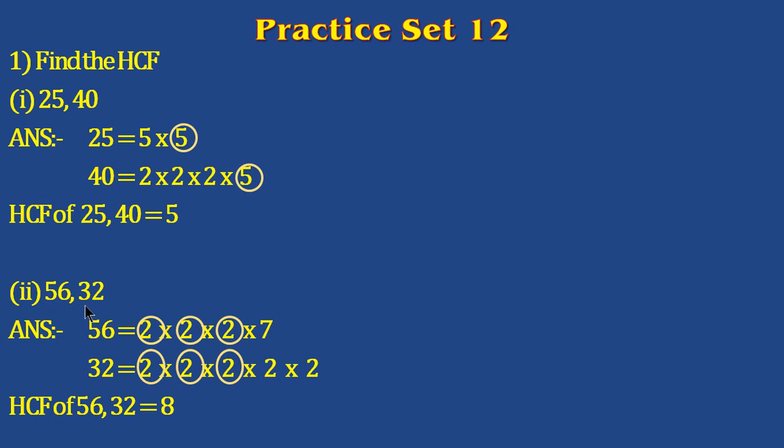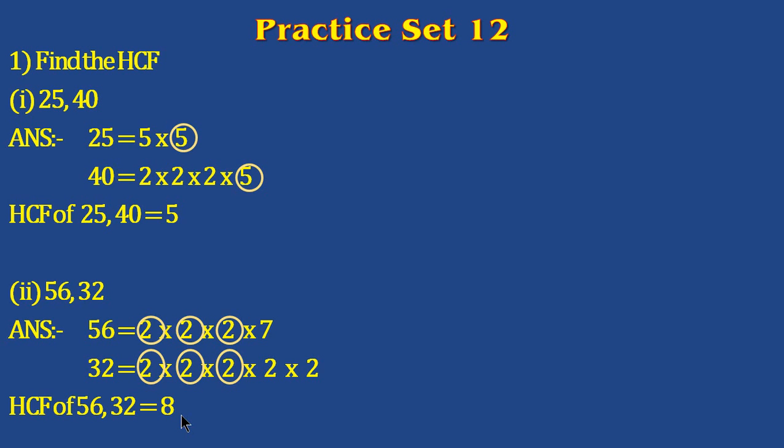Another example, 56 and 32, two sets of numbers. Now 56 is prime factorized into 2 into 2 into 2 into 7. 32 can be written as 2 multiplied by 2 multiplied by 2 multiplied by 2 multiplied by 2. Now for 56 and 32, the common factors, you can see there are three 2's common. 2 multiplied by 2 multiplied by 2, that is, 2 2's are 4, 4 2's are 8. So HCF of 56 and 32 is 8.